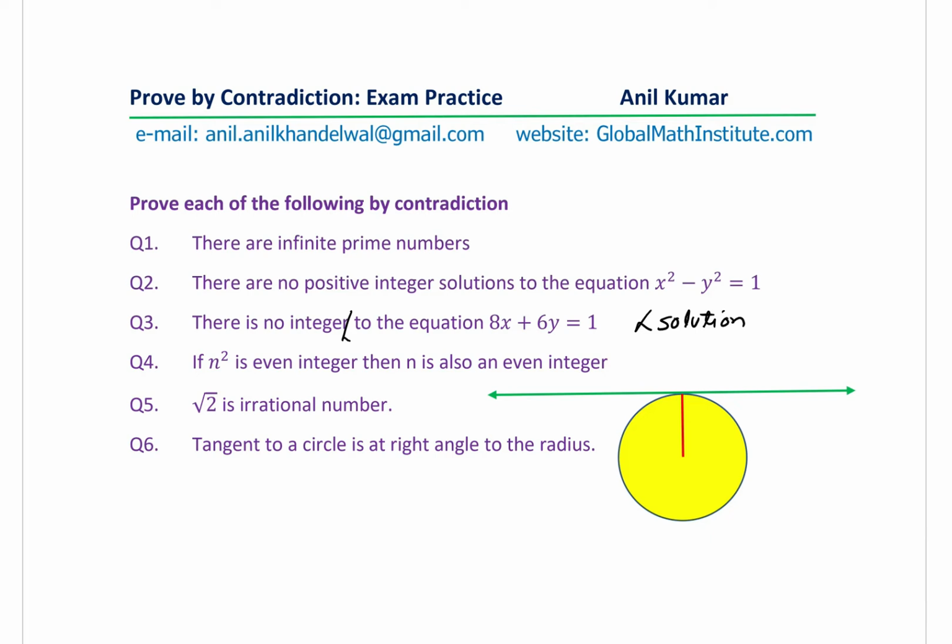Question number one is there are infinite prime numbers. Question number two is there are no positive integer solutions to the equation x squared minus y squared equals 1. Question 3 is there is no integer solution to the equation 8x plus 6y equals 1. Question number 4 is if n squared is an even integer, then n is also an even integer. Question number 5 is square root of 2 is an irrational number. Question number 6 is tangent to a circle is at right angles to the radius.